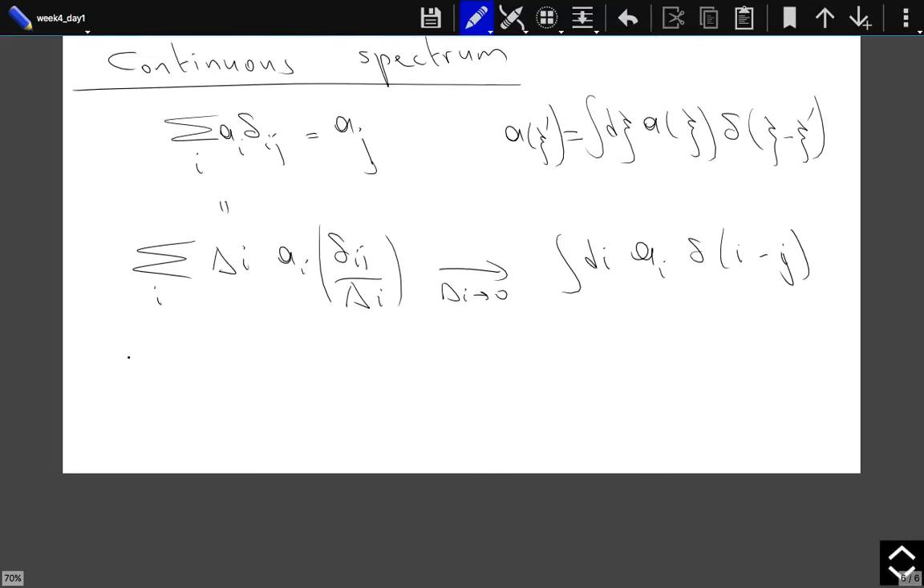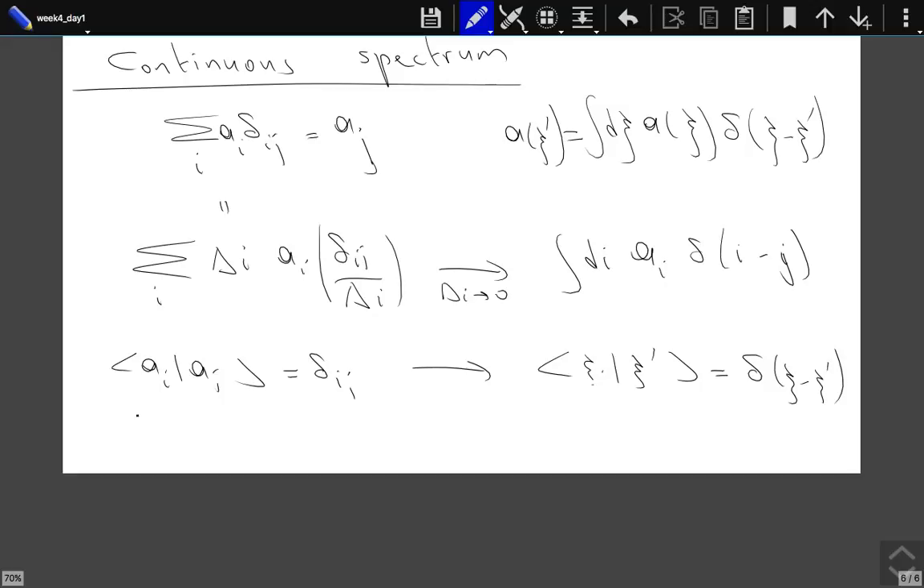So basically, this becomes ai, aj. This just becomes psi I, psi prime. This was Kronecker delta ij. Now psi prime inner product just becomes Dirac delta psi minus psi prime. And sum over ai, this was equal to 1. Now in the continuous case, it is the integral over psi of psi is equal to 1.